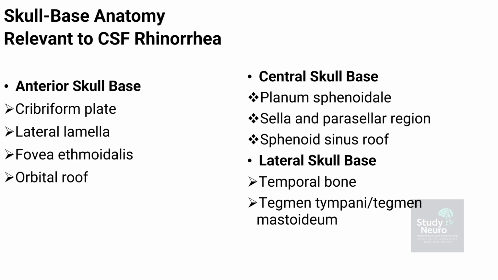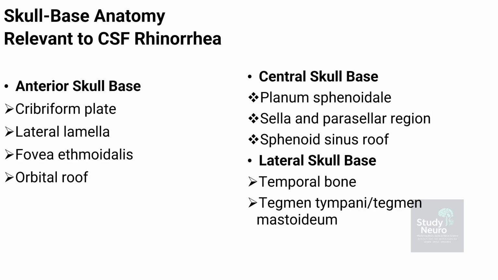Several skull base regions are relevant to cerebrospinal fluid rhinorrhea. The anterior skull base includes the cribriform plate, lateral lamella, fovea ethmoidalis, and orbital roof. Centrally, important structures include the planum sphenoidale, sellar region, and sphenoid sinus roof. The lateral skull base includes the temporal bone and tegmen. These structures form the barrier between the intracranial and sinonasal spaces. The lateral lamella is particularly vulnerable because of its thin bone.